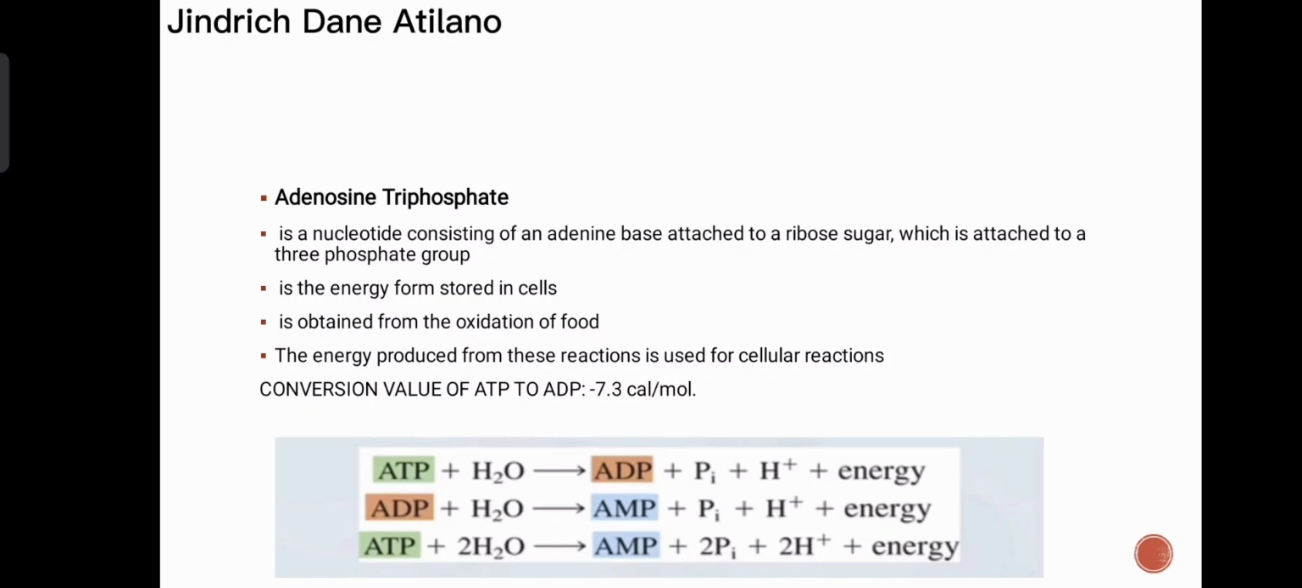It is also obtained from the oxidation of food. And the energy produced from these reactions is used for cellular reactions. So, in this picture, this is the formula on how ATP converts to ADP, or how ADP converts to AMP, and ATP to AMP.